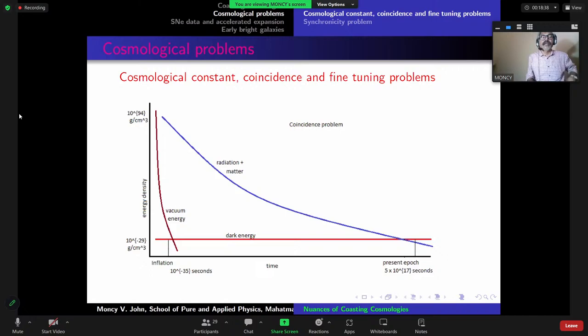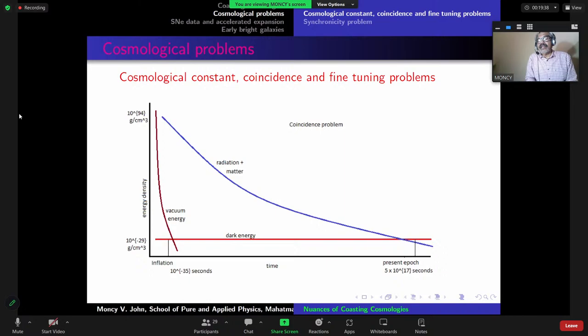More serious problems in the lambda CDM model are the cosmological constant, the coincidence, and the fine-tuning problems. The origin of these problems can be seen from this diagram. In the lambda CDM model, the radiation and matter terms vary, as in the blue line. But the vacuum energy, the brown line, falls from a very huge value of 10 to the power 94 gram per centimeter cube to an abysmally small value of 10 to the power minus 29 gram per centimeter cube. And that is in the very small time of inflation of the order of 10 to the power minus 35 seconds. But thereafter, this vacuum energy or the lambda term or the dark energy with this very small value, it should continue as a constant, as in the red line.